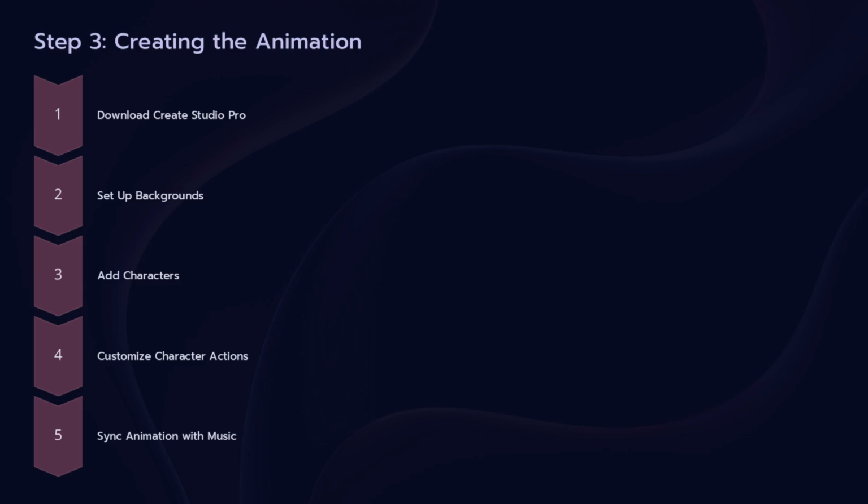Then, creating the animation. Using Create Studio Pro for animation. Downloading and installing Create Studio Pro, a one-time payment software. Set up backgrounds. Selecting and downloading kids-friendly backgrounds like playgrounds, bedrooms, or magical forests. Dragging and dropping the backgrounds onto the timeline in the software.